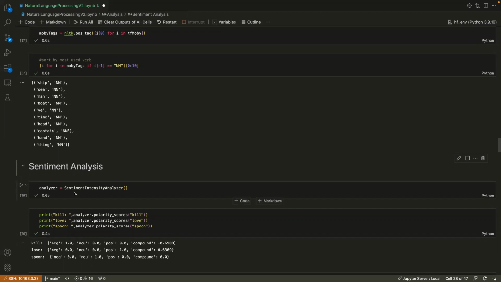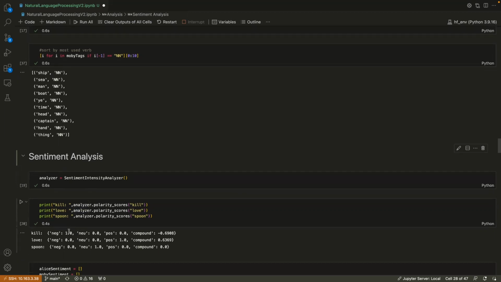Here you can download a sentiment analyzer from the Natural Language Toolkit. It gives three scores: a negative score, a neutral score, a positive score, and then a compound. So do you want a binary, just to know if it's negative, positive, or neutral, or do you want the compound? Here, kill is not neutral, bad sentiment; love is positive sentiment; and then I just put spoon, just a thing, a neutral sentiment.